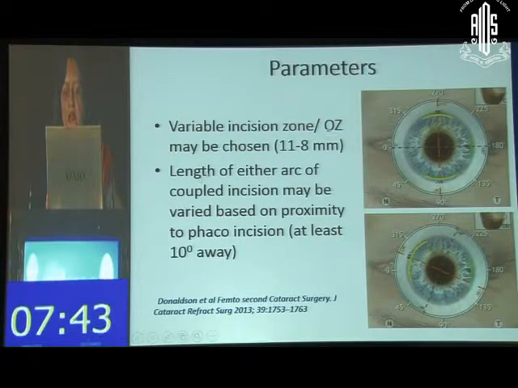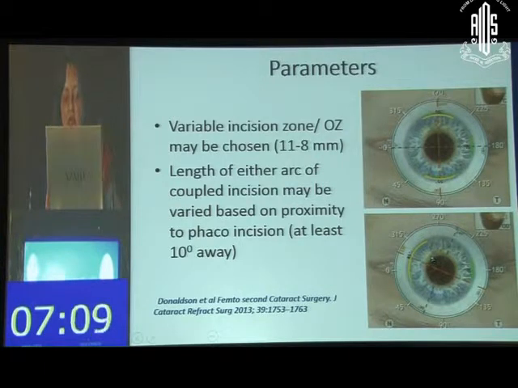You have a variable incision zone, and the optic zone may be chosen, which varies from 11 to 8 millimeters, and there could be paired arcuate keratotomies, especially if your incision is away from the main wound, that is the temporal incision in this case, and then you can have two paired arcuate keratotomies. But sometimes if your arcuate keratotomy is overlapping with the main wound, then the length of the arcuate keratotomy can be increased and only a single arcuate keratotomy can be done to increase the effect.